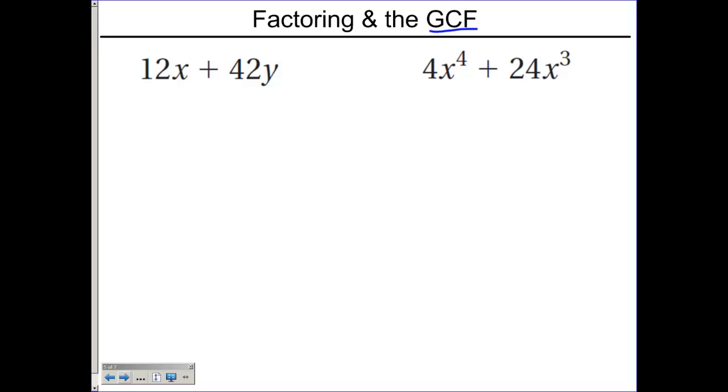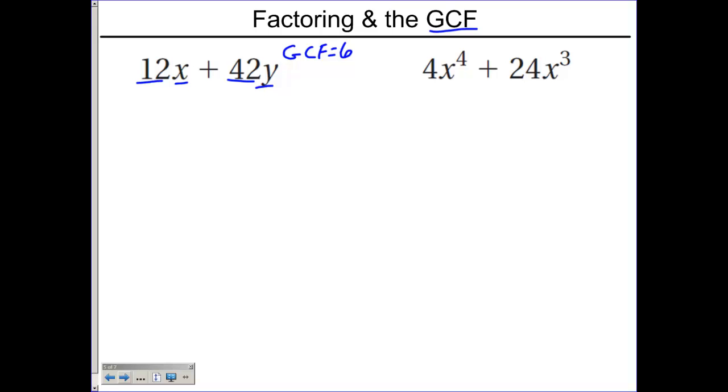So let's take this one on the left. We look at the coefficients. We got a 12 and we got a 42. And we ask ourselves, what is the greatest number that goes into 12 and 42? So we're going to use a GCF here. And we say that that would be a 6. Okay, well 6 goes into them. And a y and an x are not in common, so the only thing I can actually divide out of both of those is a 6.